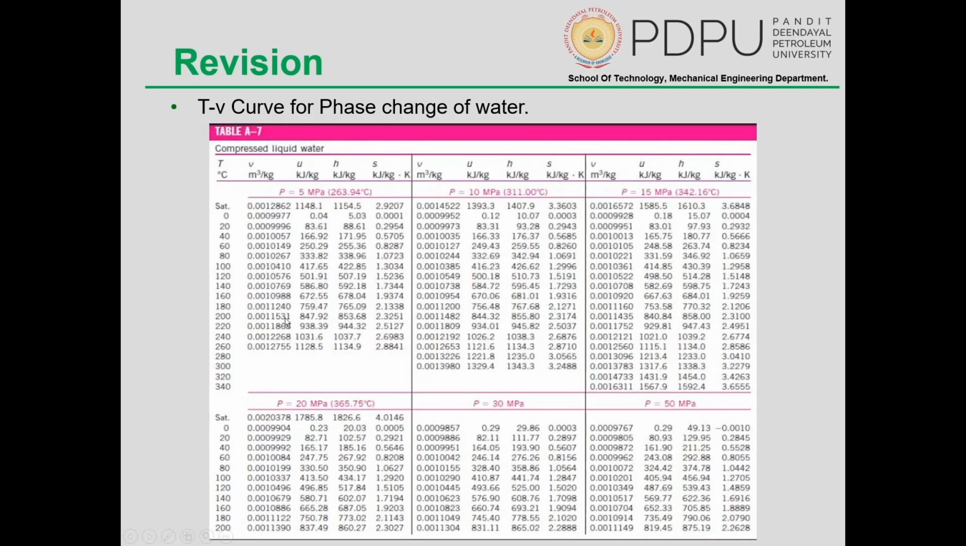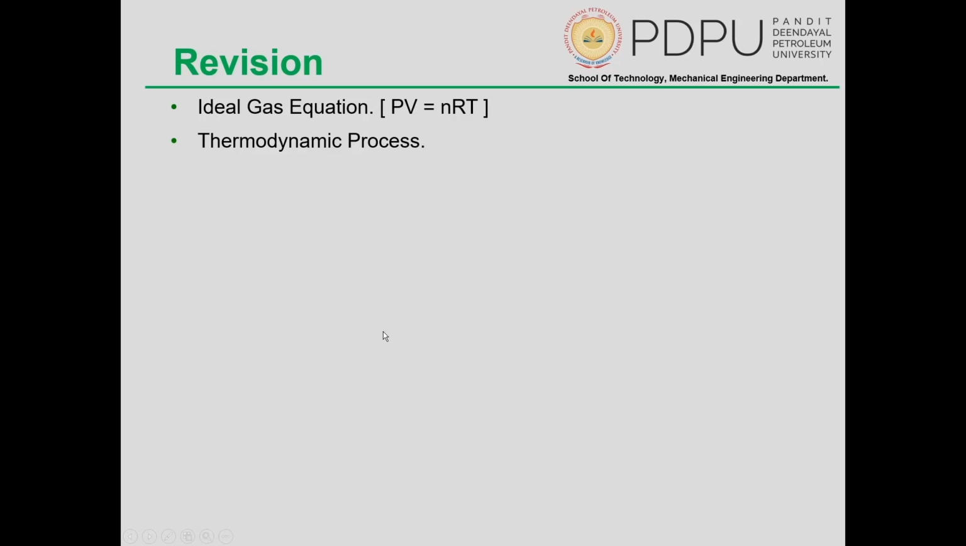The same is the case for compressed liquid water. Here also we'll find a similar pattern to the superheated one. The table number is A7. Here also temperature and pressure are required, and linear interpolation would be required in certain cases. So we had already gone through this. A few more things that we discussed were the ideal gas equation, PV equals RT, and whether steam can be called an ideal gas and at what condition steam can be called an ideal gas.